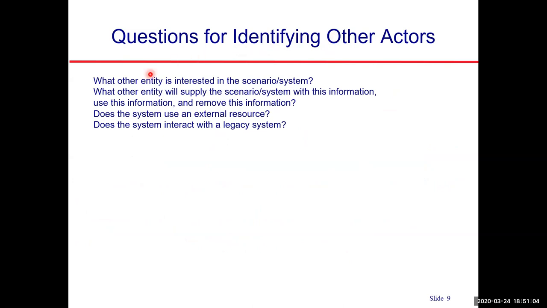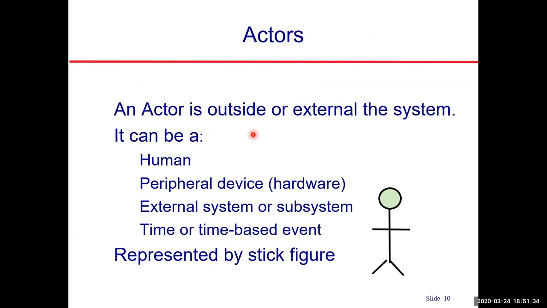Identifying other actors, what other entity is interested in the scenario system? And what other entity will supply the scenario system with this information? Use this information and remove this information. Also, we'll ask, does the system use an external resource? And does the system interact with the legacy system? إذن من خلالها بنقدر نحدد الأكتر.